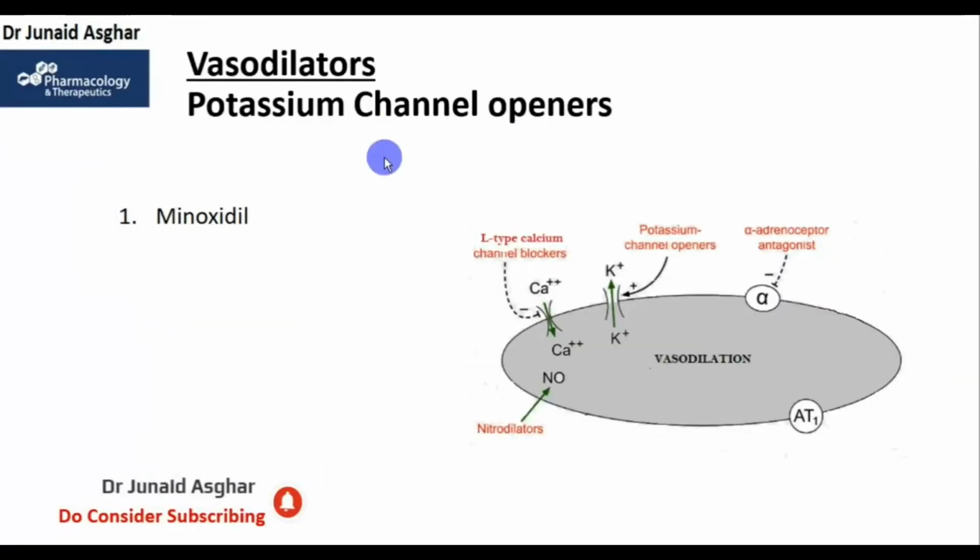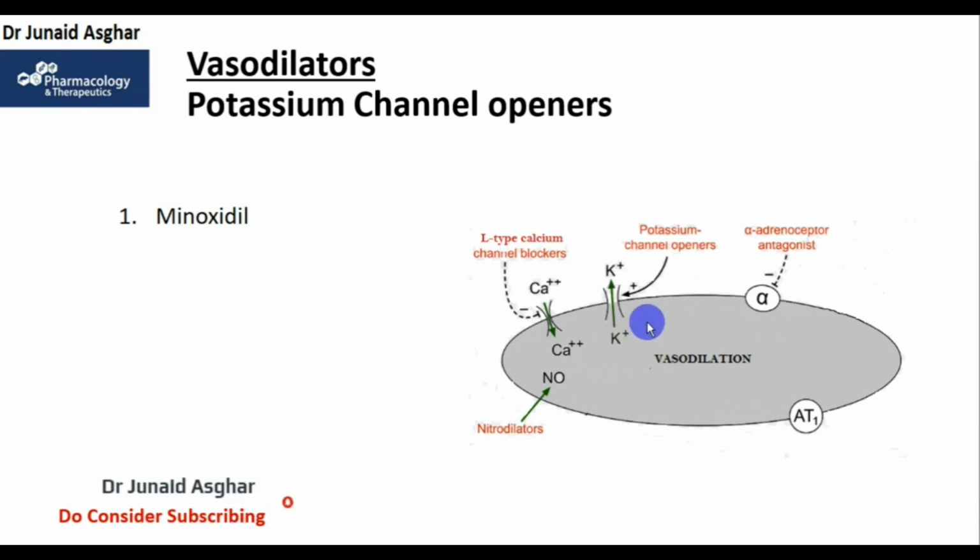Potassium channel openers. They contain only one drug, minoxidil. Now, the potassium channel openers are the drugs which open the potassium channels in the vascular smooth muscles. Now, this potassium will move out under the influence of these drugs. Now, as you know, the inside of the cell is negative with respect to outside physiologically. Now, as the potassium moves out, it will cause the hyperpolarization of the cell membrane. Means the outside will become more positive with respect to inside.